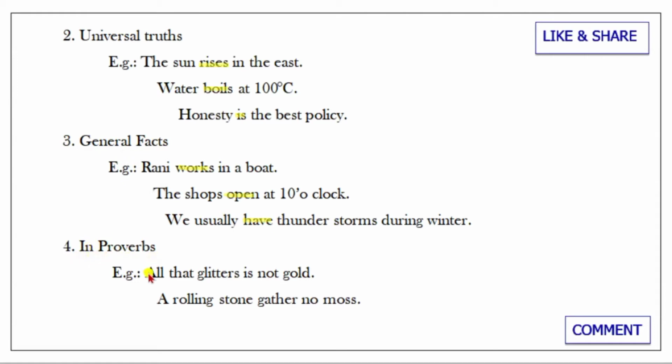In proverbs: all that glitters is not gold, a rolling stone gathers no moss. Here also is and gather are V1 form verbs. In proverbs also we are using simple present tense. We can easily identify.